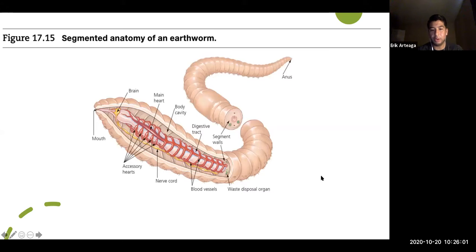Segmented anatomy of an earthworm. Here you have the cephalization, so you do have a mouth, you do have directionality to the body, you have a brain, accessory hearts, so you do have like a hemolymph, which is like the fluid that gets pushed through with the heart, and a digestive tract. Okay. And again, earthworms, you do have that true body cavity. Okay, so you'll see that body cavity. You have different organ systems as well found in the worm.